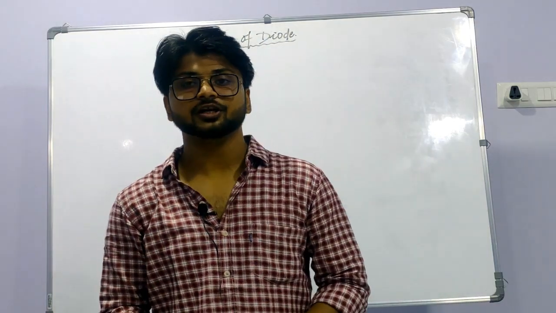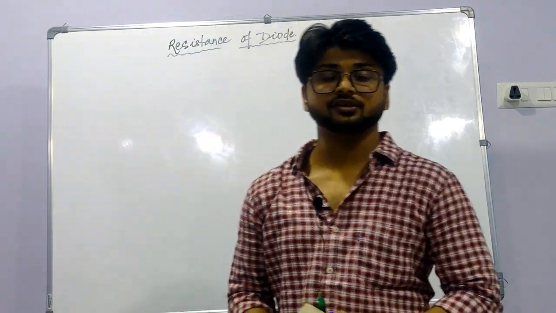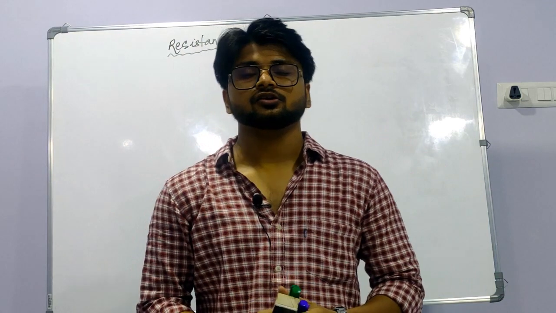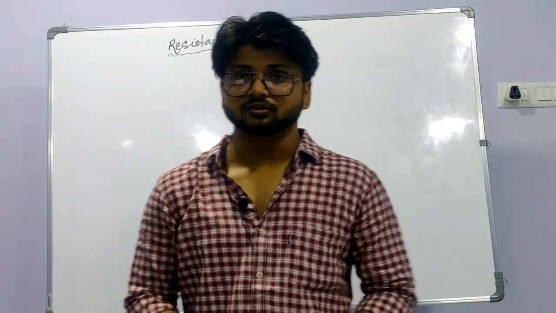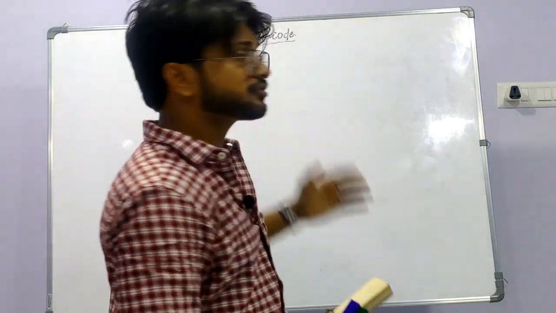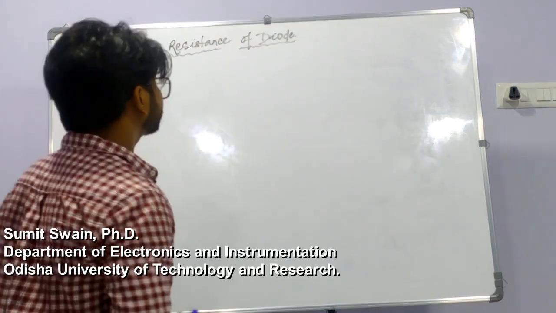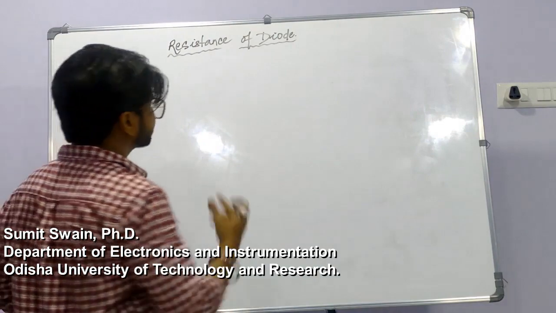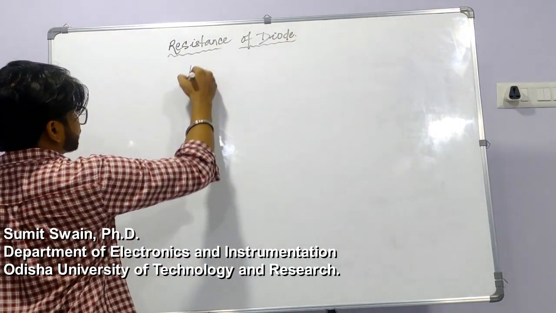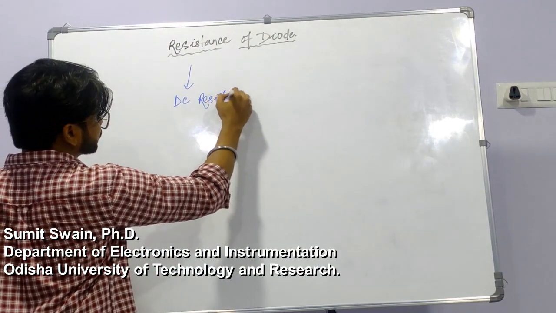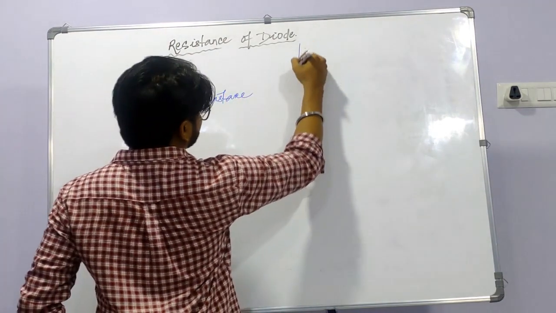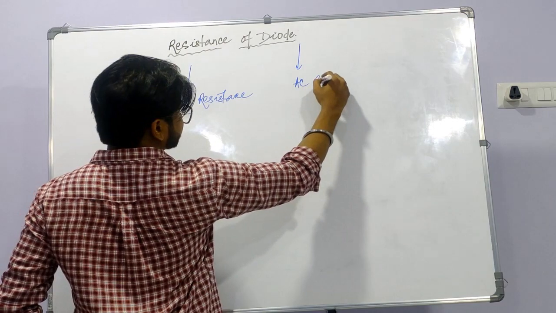Hello students, welcome to lecture 3 of the Basic Electronics Engineering lecture series. Today in this video we'll be discussing the first topic, that is the resistance of a diode. The resistance of a diode can be discussed in two forms, that is DC resistance and the AC resistance.